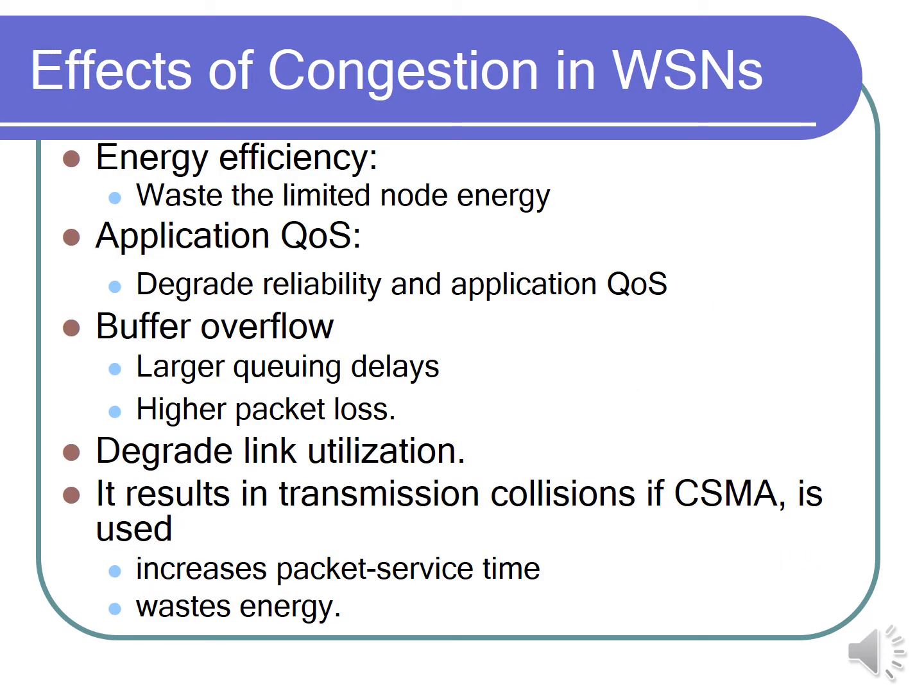So what are the effects of congestion? Energy efficiency: it wastes the limited node energy, because sensors are very tiny devices with limited energy and power. Application QoS, quality of service, degrades reliability. Buffer overflow causes larger queuing delays, higher packet loss, and degraded link utilization. It results in transmission collision if carrier sense multiple access is used. It increases the packet service time and wastes energy. It affects energy efficiency and wastes sensor node energy.